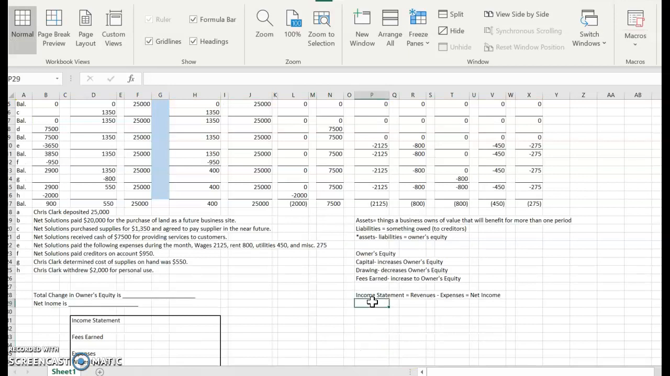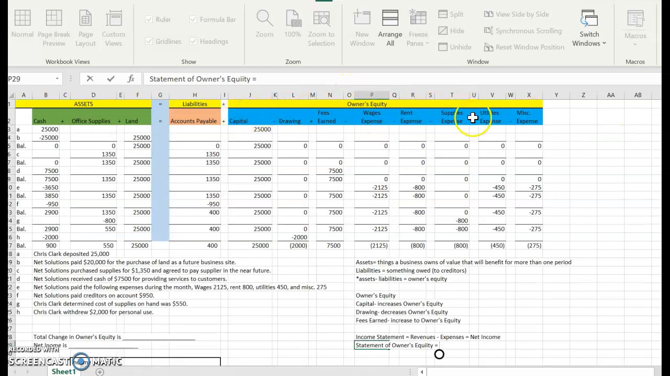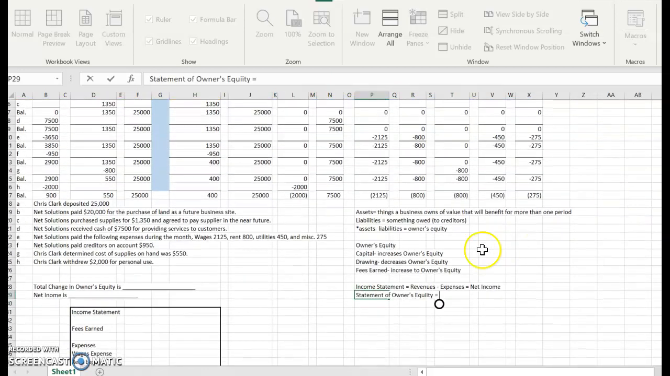The next statement you would prepare is the statement of owner's equity. And this statement has all the components listed in owner's equity. Up here, all of those are included in this balance. So to calculate owner's equity, you begin with beginning owner's equity, and then you add your net income, which is the sum of revenue minus expenses, and then less your withdrawals, and that will give you ending owner's equity.